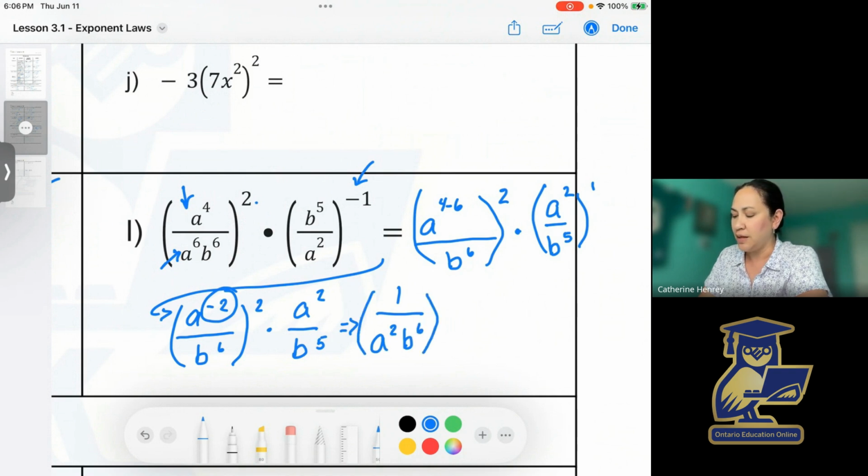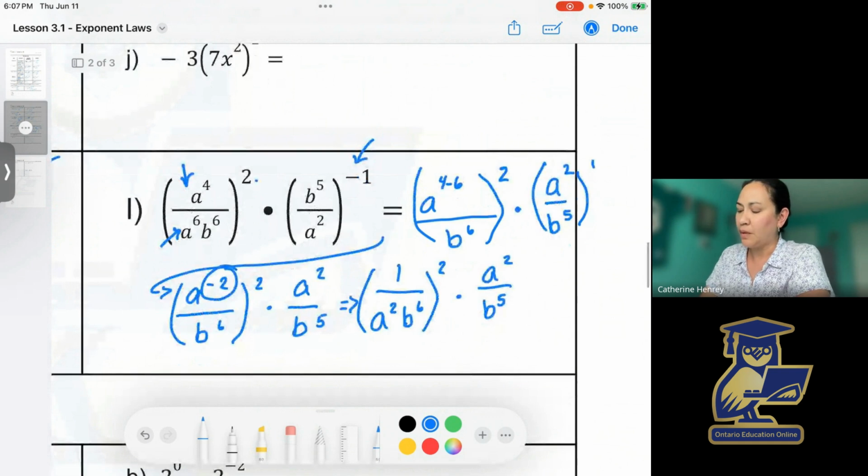And we have to raise all that to the power of 2, and we still have a squared over b to the 5, because we're still waiting to simplify that. Now we have power of a power, and we have to make sure we distribute this 2. We have to raise 1 to the power of 2, we have to raise a squared to the power of 2, and we have to raise b to the power of 6 to the power of 2.